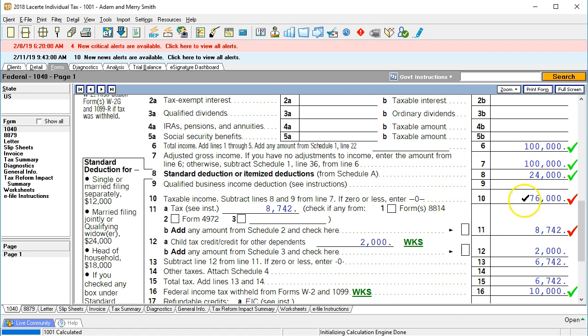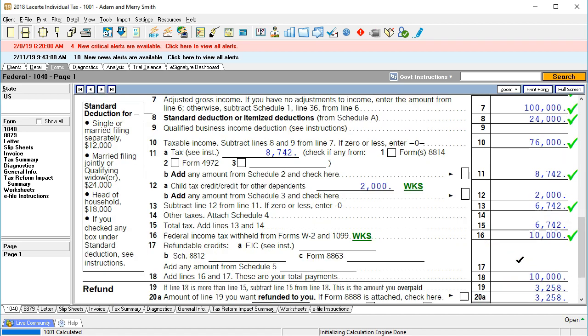But now we're saying 100,000. That gives us the taxable income of 76, and then we let the system calculate the tax at 8,742, because it's a married filing joint and we have 100,000. Well, the tax credit is still 2,000 because we still have that one child, and the maximum child tax credit is the 2,000 here, bringing the liability down to 6,742. That's the liability. If we say that we still withheld 10,000 from our paycheck, then we're going to get money back. We have the refund, in this case, 3,258.